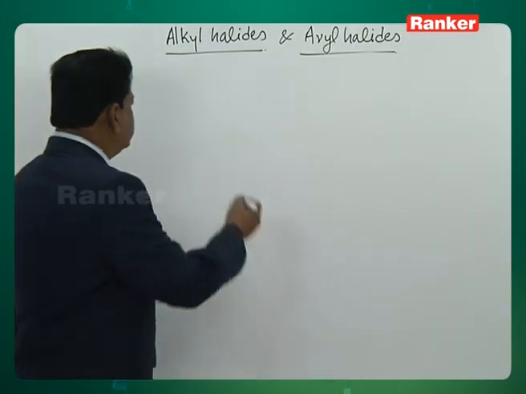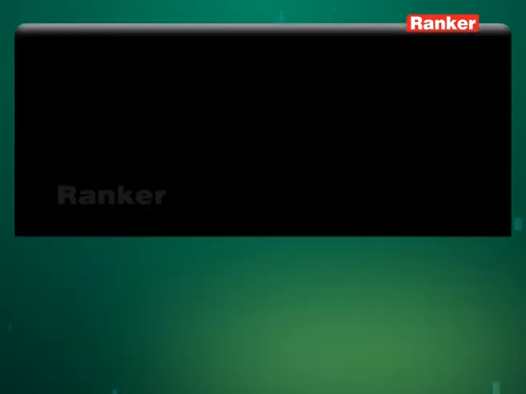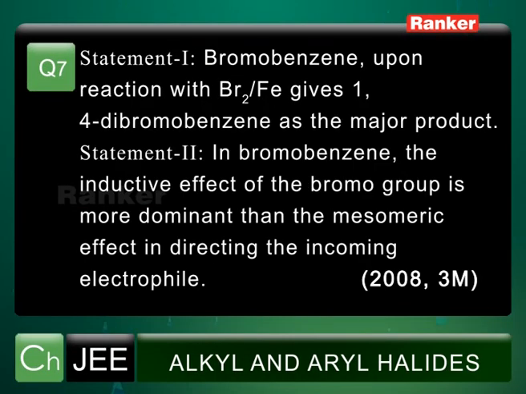So let's go to question number 7. Statement 1 says bromobenzene upon reaction with bromine and iron gives 1,4-dibromobenzene as the major product. The statement shows that when a bromine is there, the next bromine goes to the para position. Absolutely right, because bromine has a plus M effect, though a minus I effect is also there. The directing property will definitely be ortho para, and statement 1 is therefore right.